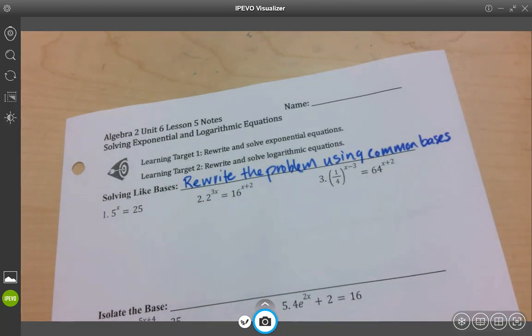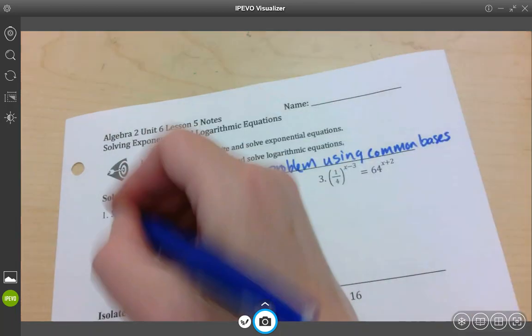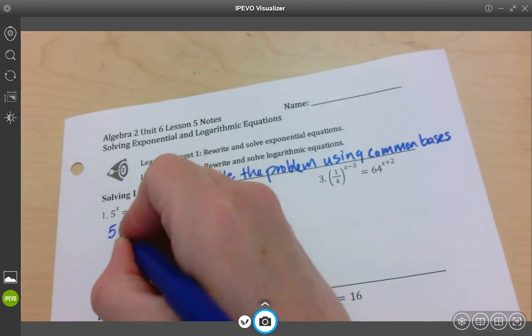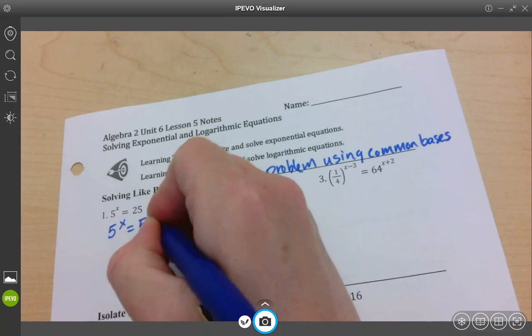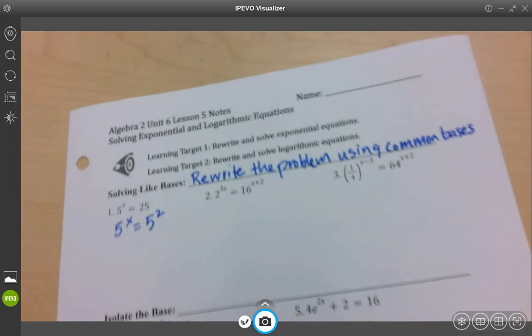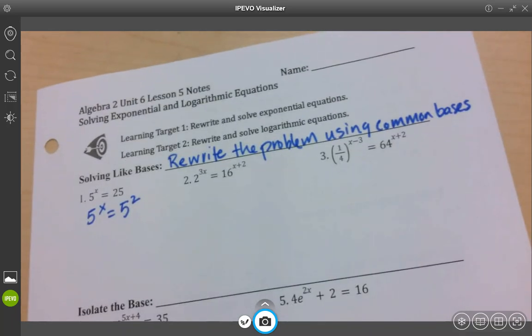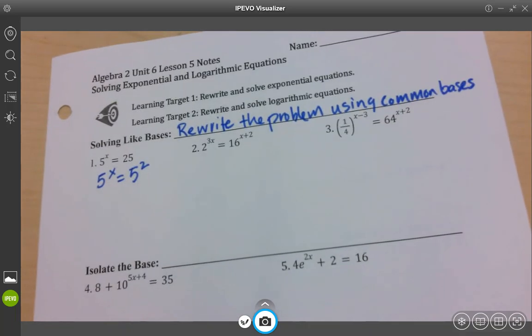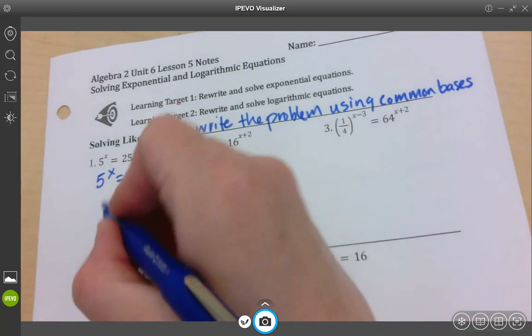So, for example, I could write 25 as 5 to what exponent? 2. Yeah, right. 25 is 5 squared. So I have 5 to the x equals 5 squared. And now that our bases are the same, we know our exponents must be the same. So we could say that x equals what number? 2, good.